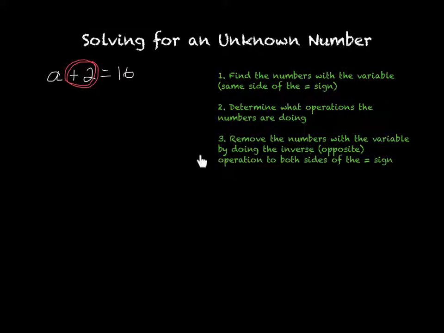Now step 3 is another big one. Step 3, we're going to remove the numbers with the variable by doing the inverse, which is the opposite operation, to both sides of the equal sign. In step 2, we determined the operation was adding, and now we have to do the inverse operation, or the opposite. Remember, the opposite of adding is subtracting. So we need to subtract our number from both sides. Our number right now is 2, and it's adding, so we're subtracting 2 from both sides of the equal sign.